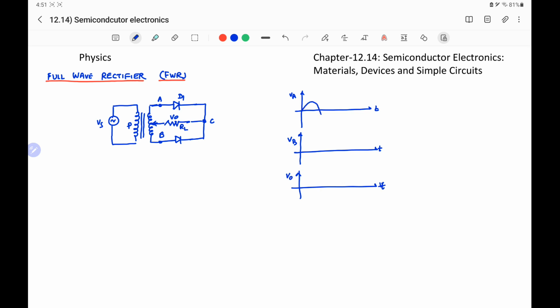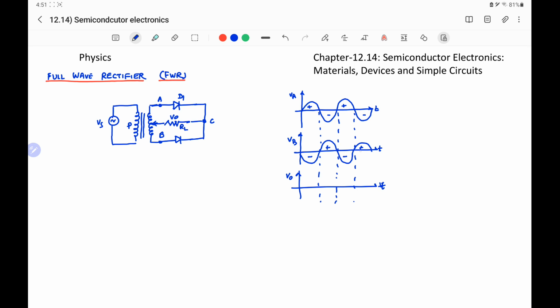The voltage at the A is sinusoidal AC voltage having the alternating positive and negative half cycles. Then at the point B, it has the same shape but out of phase. That is, at the point B, the voltage will be first negative half cycle, then positive, then negative, and then positive.